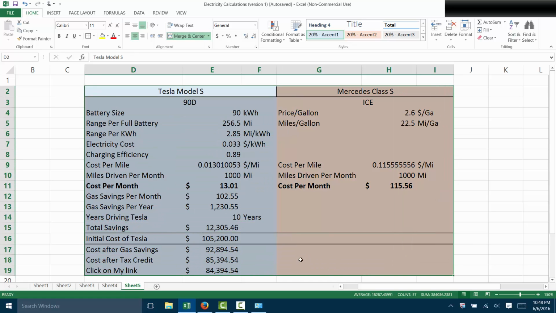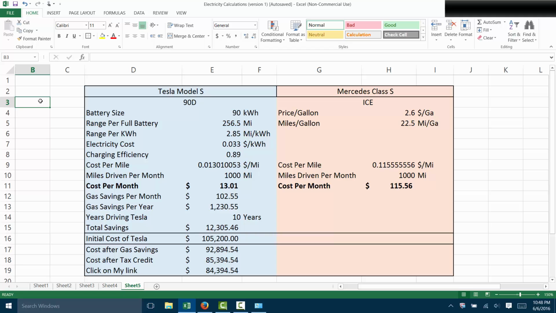Now there are other savings, including all the savings related to the repairs that you would normally incur in an ICE that you don't have on the Model S. But again, this is one of the simple calculators you can use to get a handle on what the real cost of owning and driving a Model S is.